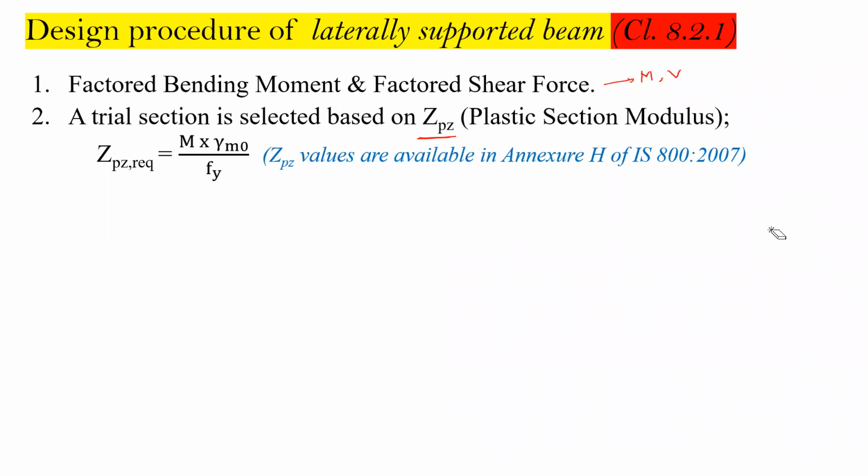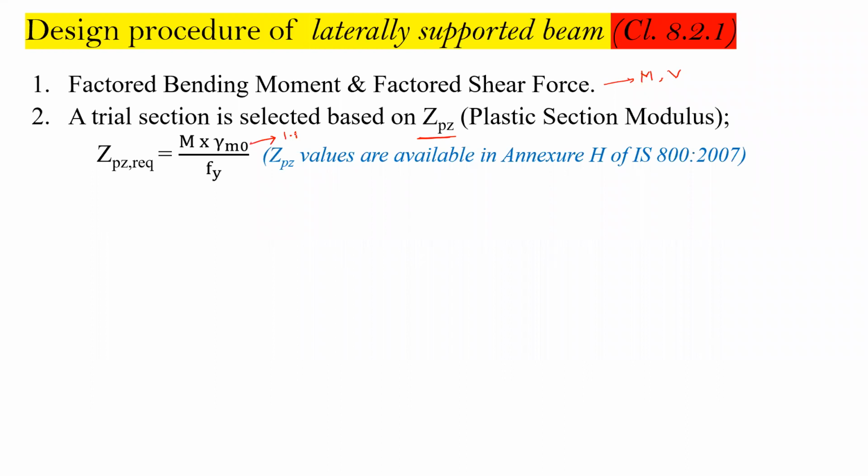That is M into gamma M naught by Fy. From this, you're going to find out the ZPZ, the required value. What is M? It is the factored bending moment. Remember, capital M represents factored bending moment and capital V represents factored shear force. Here the gamma M naught value is taken as 1.1 and Fy value is 250.